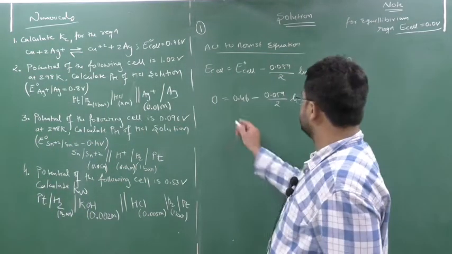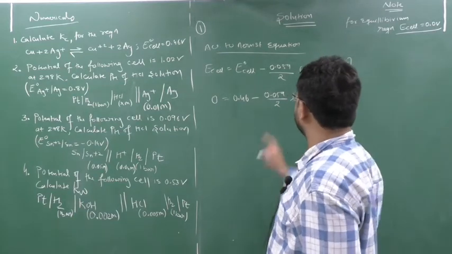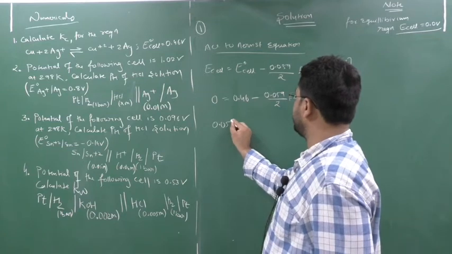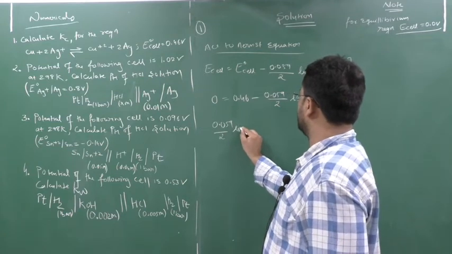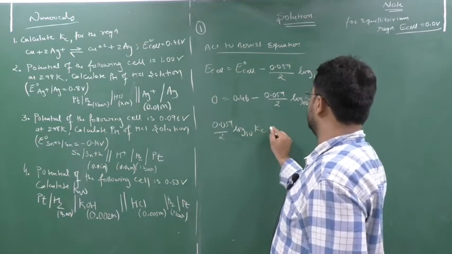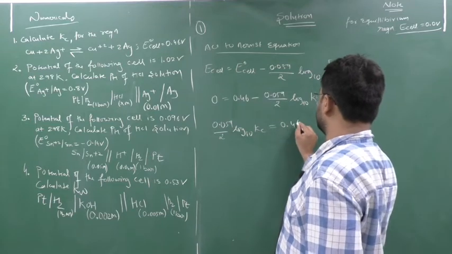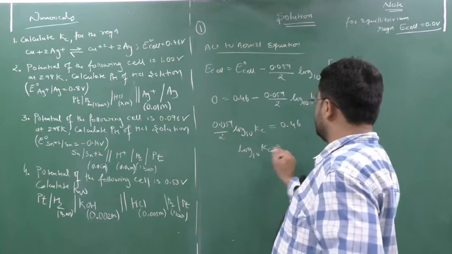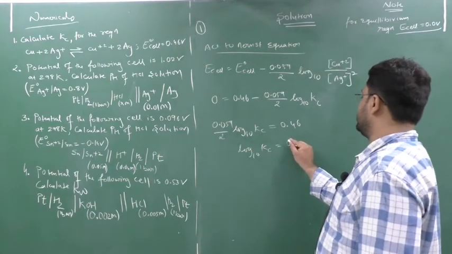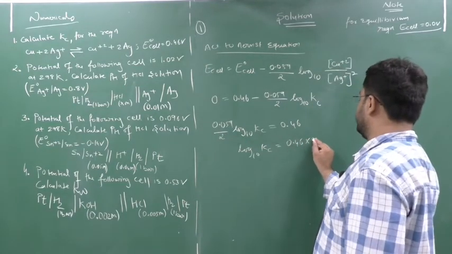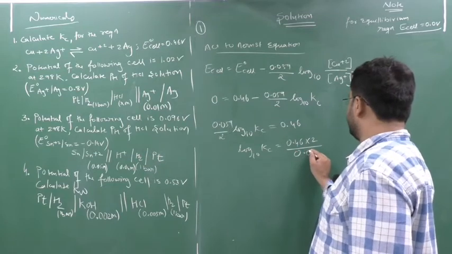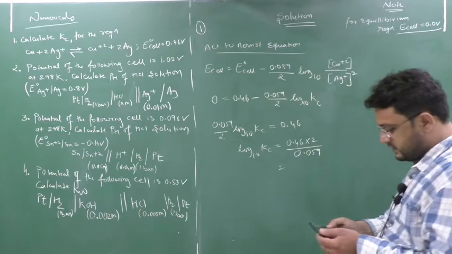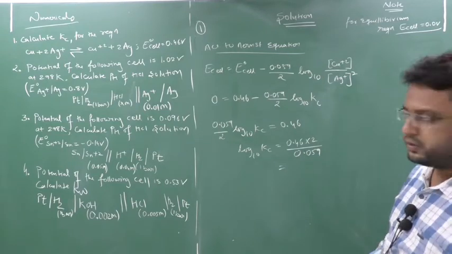We will solve this. So this whole minus portion will go to that side: 0.059 upon 2 log to the base 10 Kc equals 0.46. Now log to the base 10 Kc, this 2 is in division, it will come in multiplication, so 0.46 multiplied by 2 divided by 0.059. So I get the answer log Kc as, but I am using a calculator, you should not use it, okay?